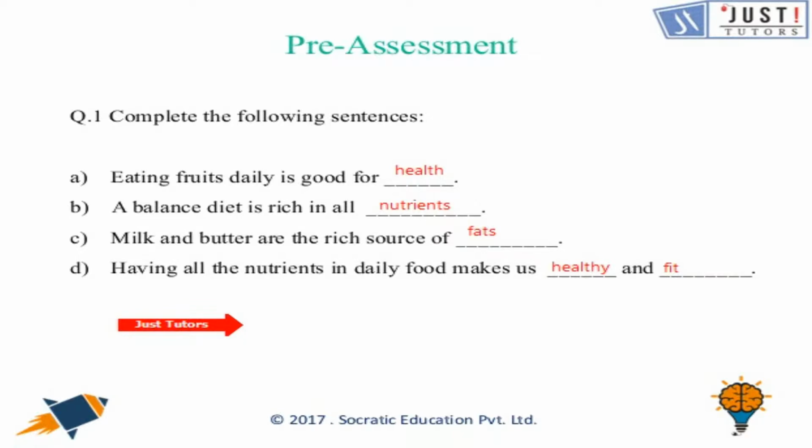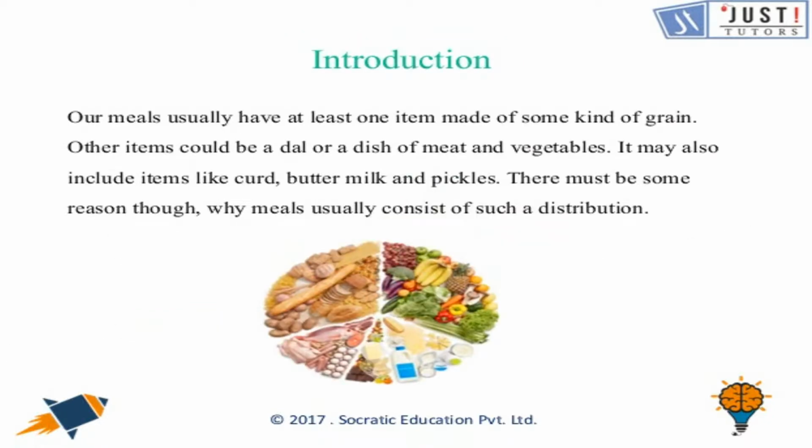Now let's move forward to the next slide and have a quick discussion about today's topic. Did you ever wonder why we have different varieties of food in a proper Indian thali? Like we have some kind of grain, a dal or a dish of vegetables, with that we have buttermilk, papad, pickles. But why do we have so many varieties at a single meal? Well, the reason is that we cannot get all the nutrients from a single dish, and that's why we include different varieties in our food.